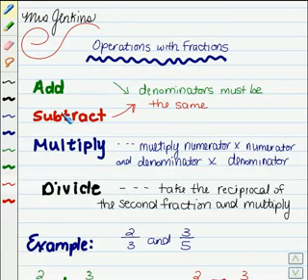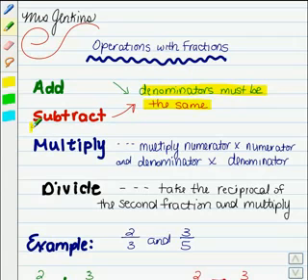Now we're going to be looking at the four basic operations: addition, subtraction, multiplication, and division. And I've written out a couple of things you need to remember in each of these operations. First of all, when you're working with addition and subtraction, your denominators have to be the same. You cannot add or subtract the numerators until the denominators are the same. Once they are, then just add or subtract the numerators.